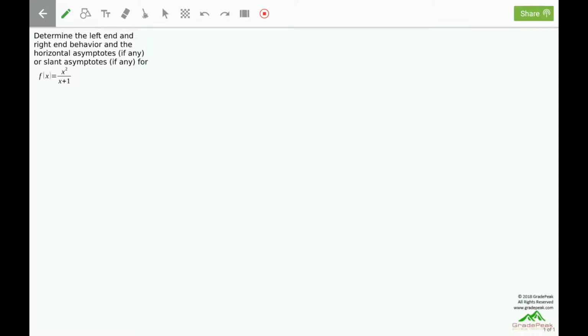If the highest power in the numerator is greater than the highest power in the denominator, f of x will have left end and right end behaviors of positive infinity or negative infinity. If it is exactly 1 higher, this will happen through a slant asymptote.